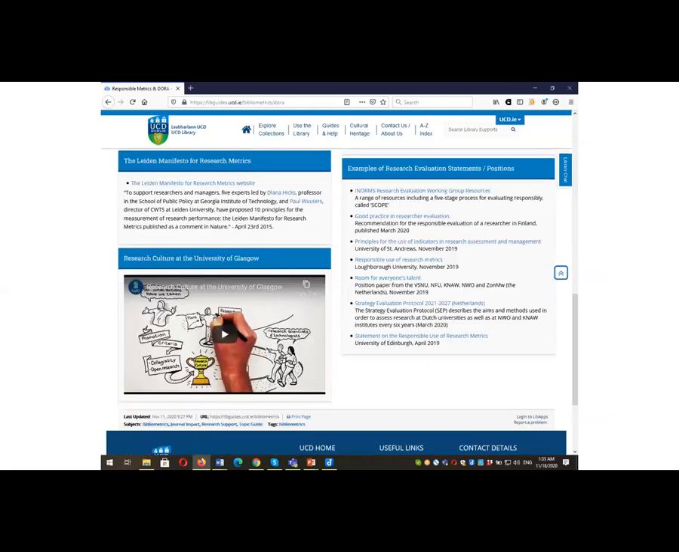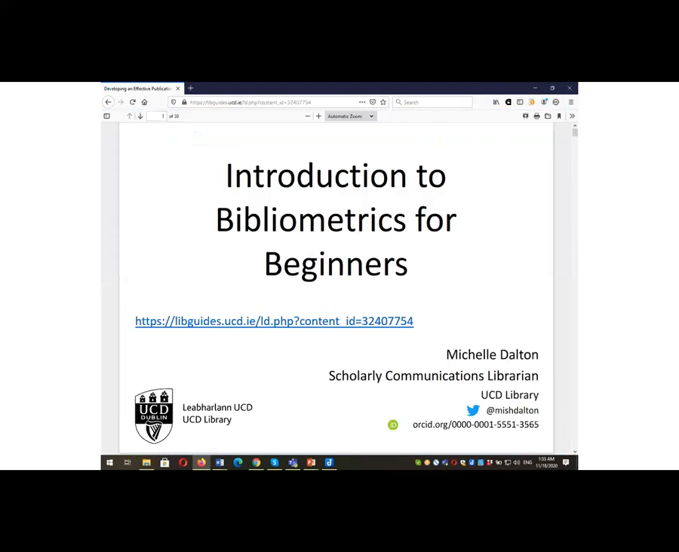There is also a good document, the Leiden Manifesto for Research Metrics, which encourages use of a broader range of metrics. And DORA has a nice collection of approaches from other universities in Ireland and in the UK on taking this critical look at journal impact factors and coming up with better measures.